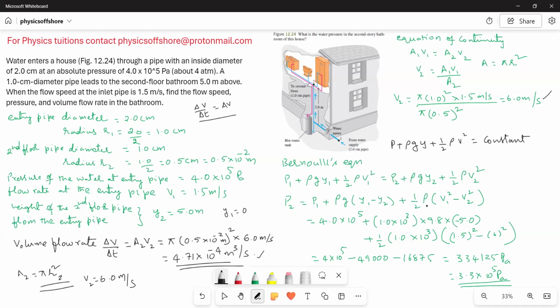And then half rho, again rho means density of the water, and v1 is the velocity of the water at the inlet, and v2 is the velocity of the water at the second floor. Now input the values in this equation. Solving, we will get 3.3 times 10 to the power of 5 pascals. That means 3.3 atmospheric pressures is the answer for this one. Okay. This is a direct question based on the equation of continuity and Bernoulli's equation.